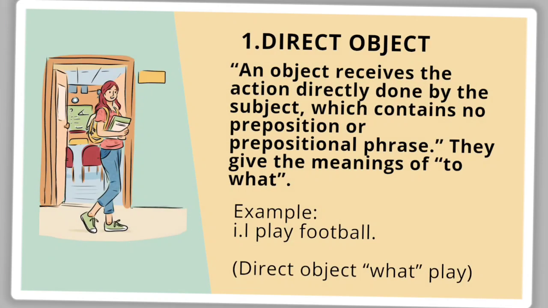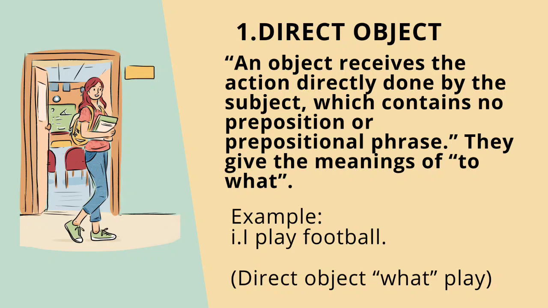Direct object. A direct object is a type of object that means what? When you write a sentence or when you speak a sentence, you talk about something. You talk about something, what? A direct object means you are saying something like this. You say, I play football.